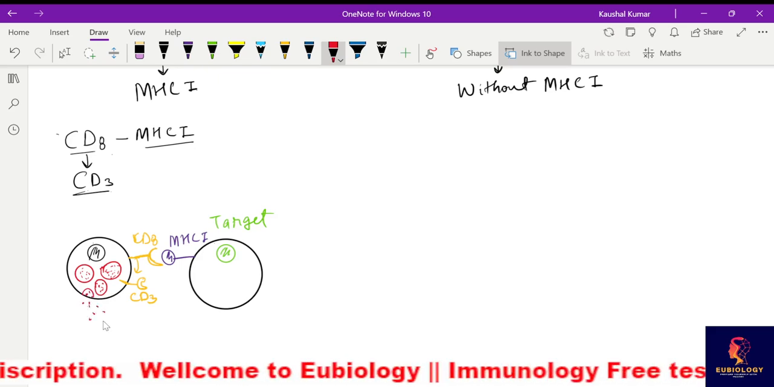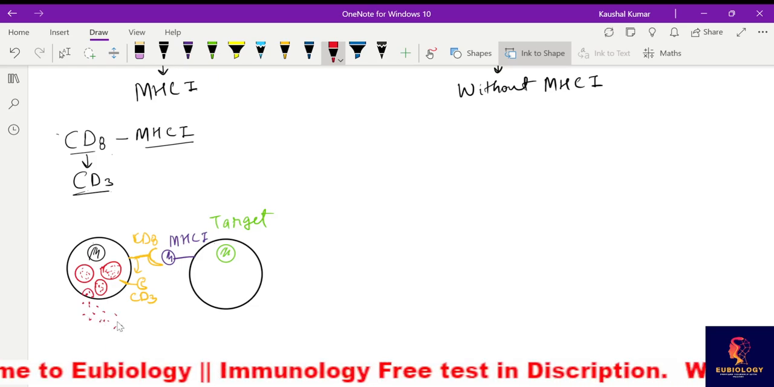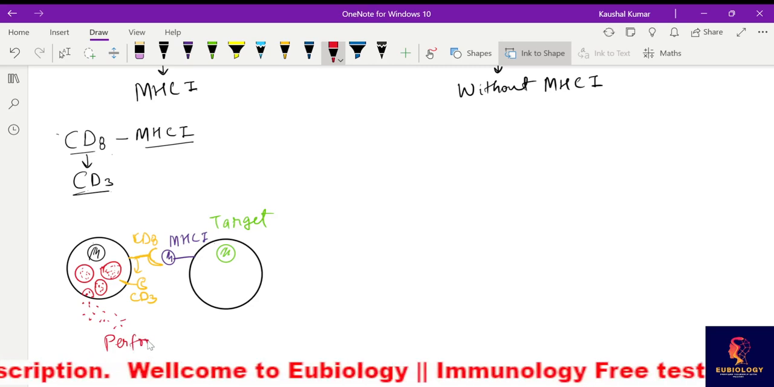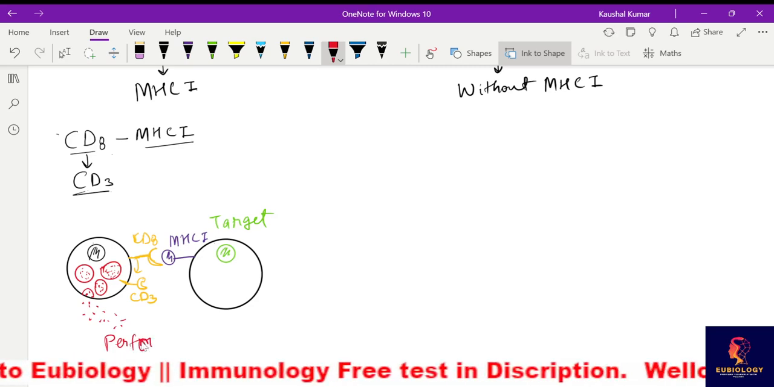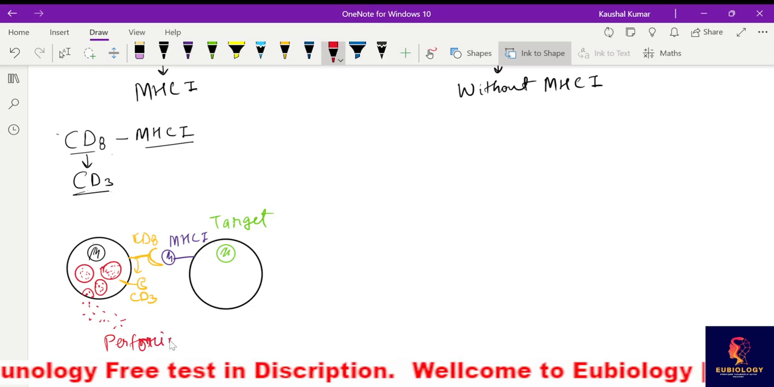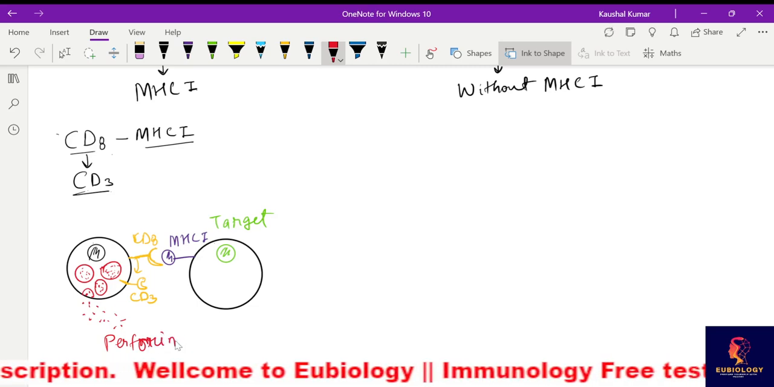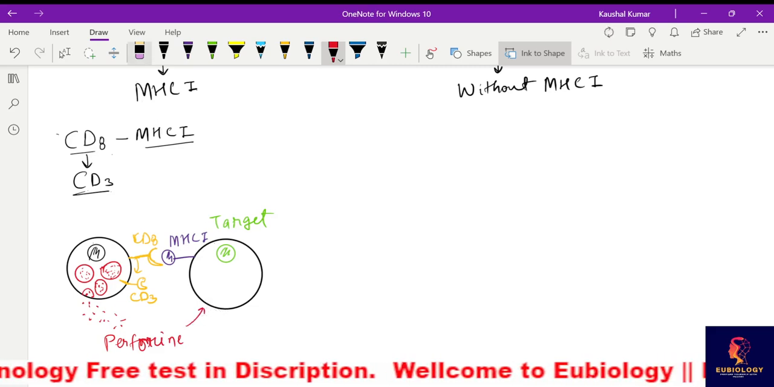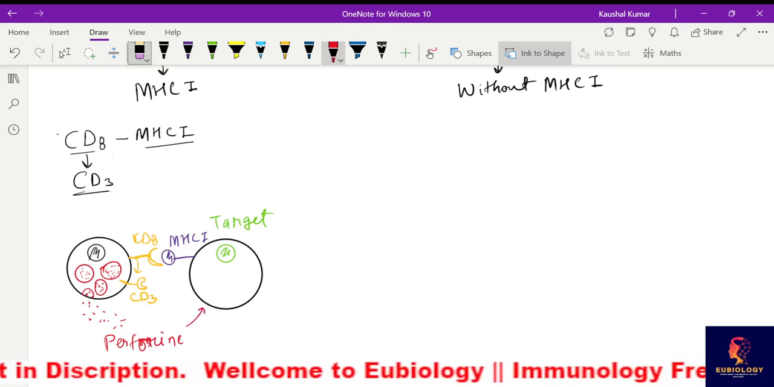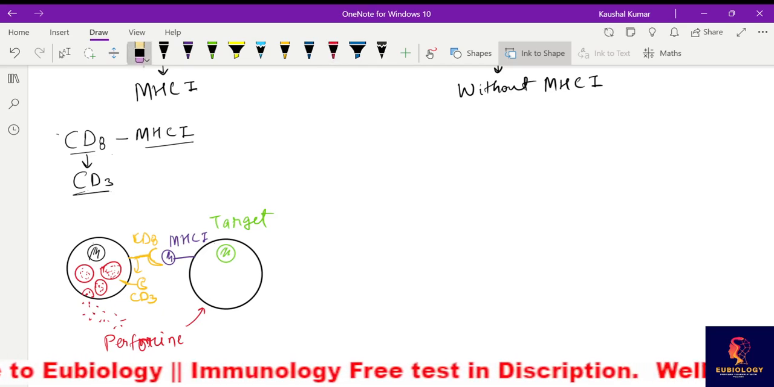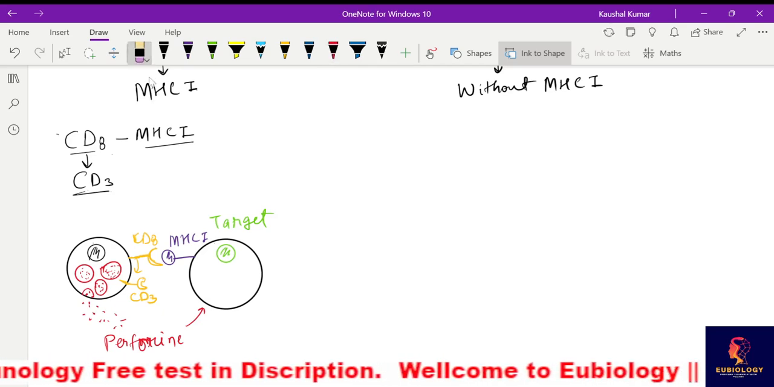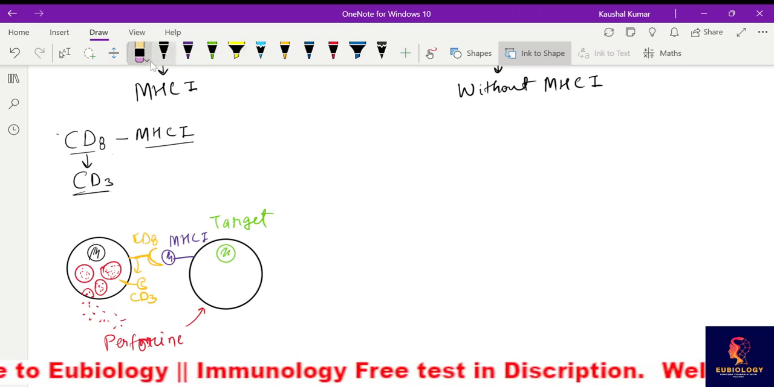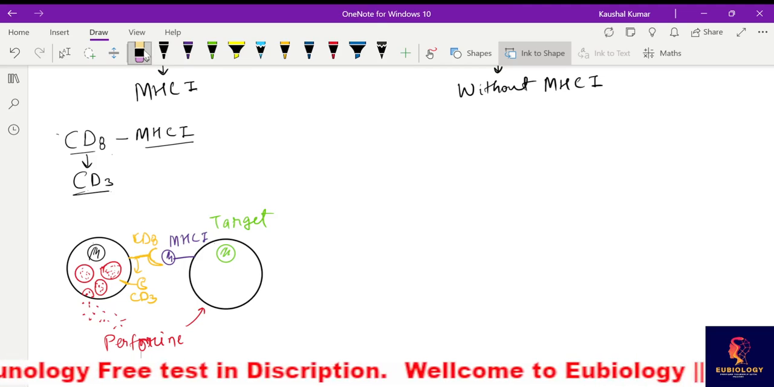And what are these enzymes? These enzymes will be perforin. This perforin will go and act on this membrane. Once it acts on this target cell, the target cell will form pores.